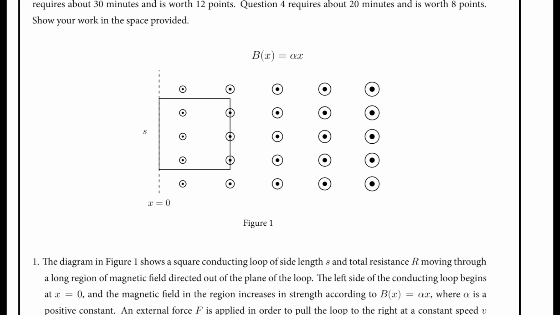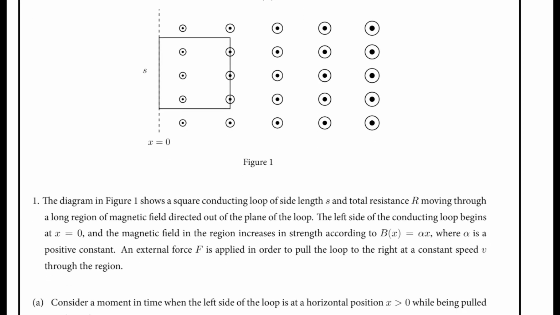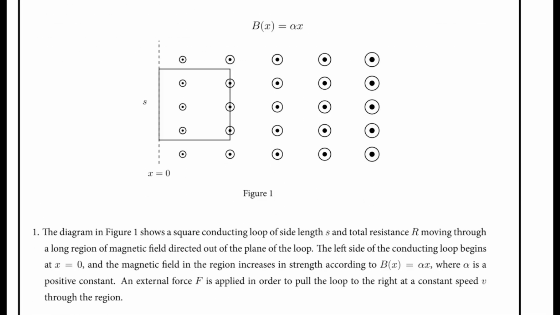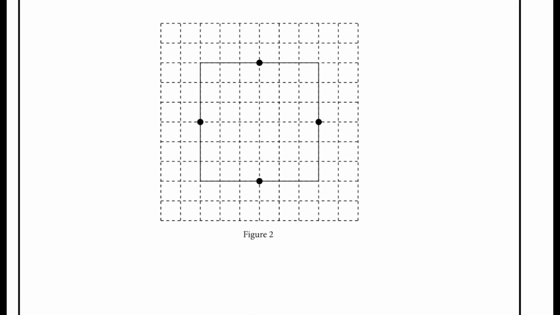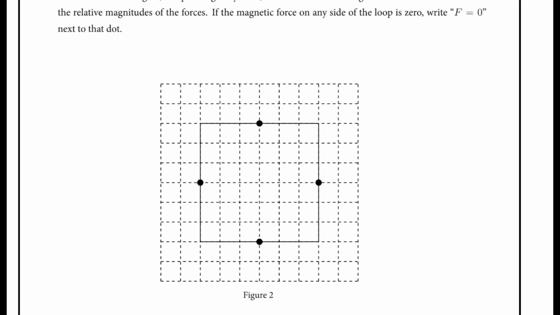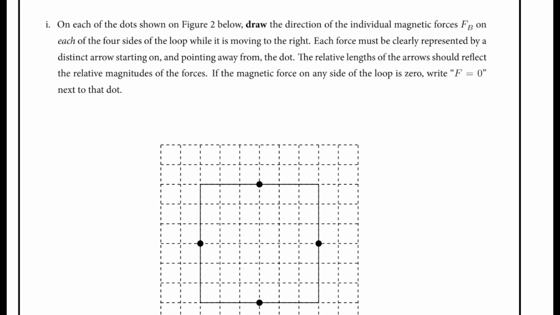So now we're going to look at part A, which says consider a moment in time when the loop is at some position greater than 0 while being pulled to the right. So just somewhere as it's actively being pulled in this field. We're just going to draw ourselves a free body diagram for the loop at this time, just with magnetic forces. So figuring out what magnetic forces are acting on this loop on all 4 of its sides.